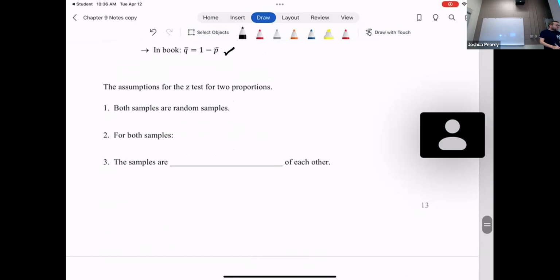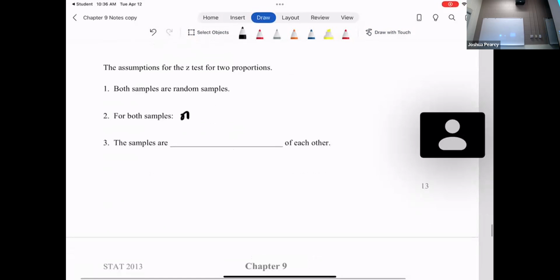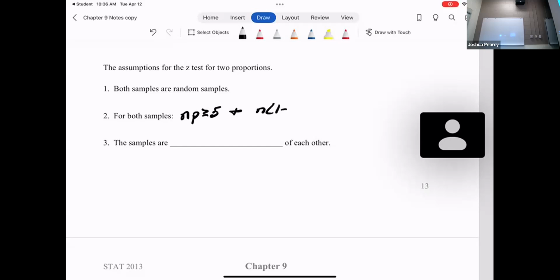Then the assumptions that we make for a two proportion test: both samples are random. For both samples, this one's kind of weird. Whenever we had a one proportion test, what was the second assumption? N times P is greater than or equal to 5, and N times 1 minus P is greater than or equal to 5. And that's for both N1, P1, N2, and P2.